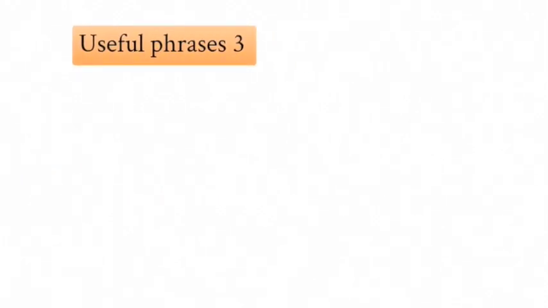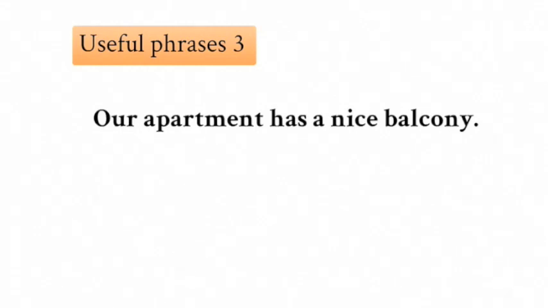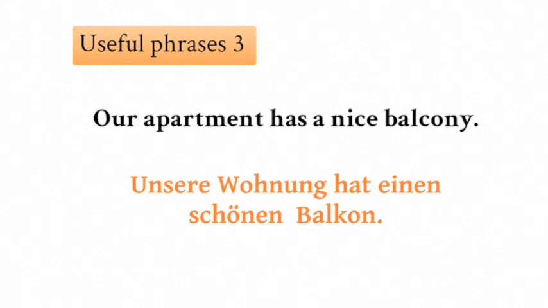And the third phrase, our apartment has a nice balcony. Unsere Wohnung hat einen schönen Balkon. Here we have the word schön, which can be translated as nice, and der Balkon, which is the balcony. Unsere Wohnung hat einen schönen Balkon.